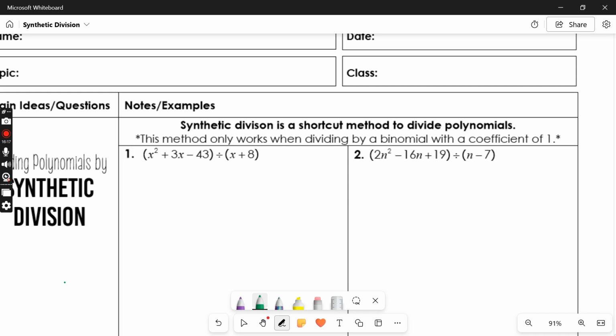Alrighty, so today we're going to talk about a different method for division called synthetic division. It's a shortcut method, so it doesn't take near as long, but it only works if the binomial that we're dividing by has a coefficient of 1, meaning there's not a number in front of that x there. Okay, so we have x squared plus 3x minus 43 divided by x plus 8. So this is what we're dividing by, this x plus 8 right here.